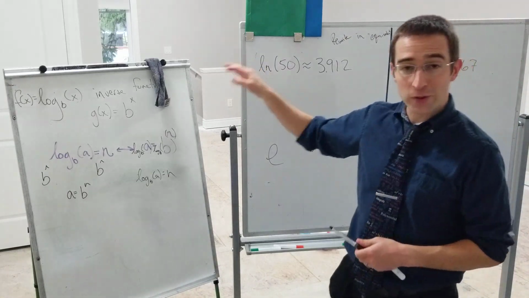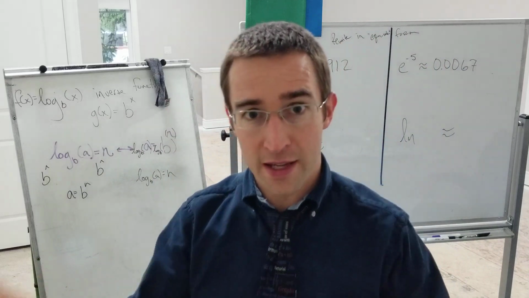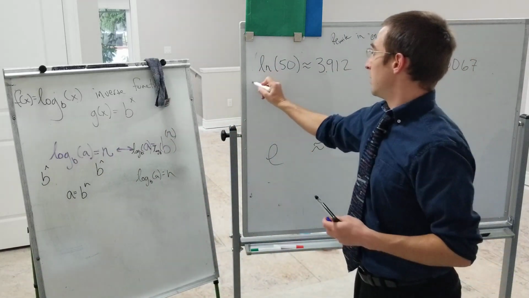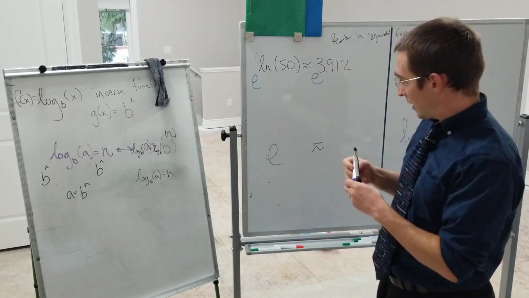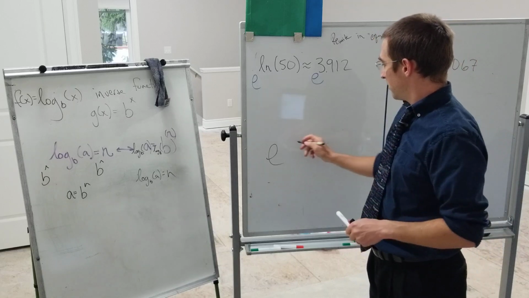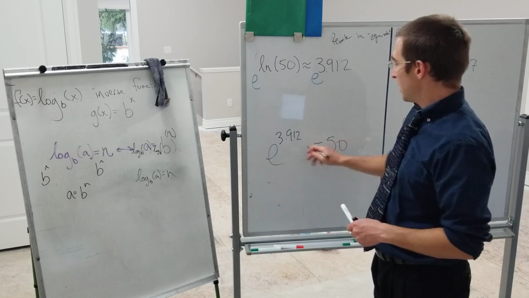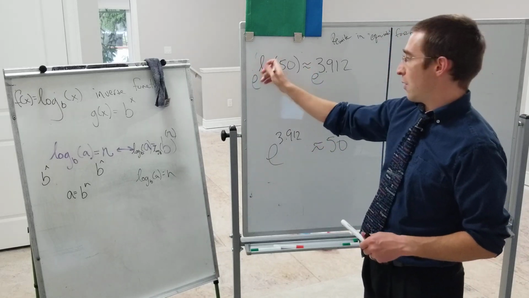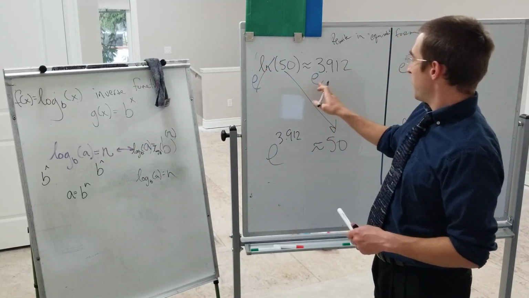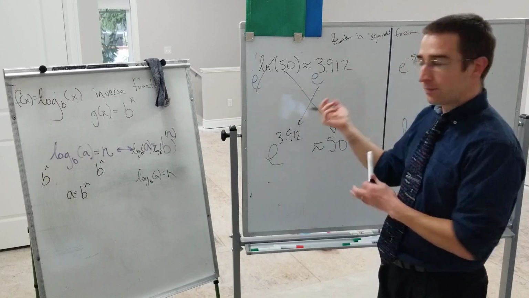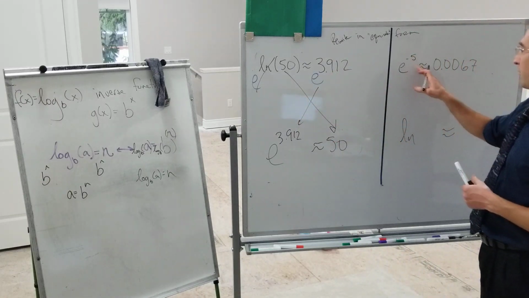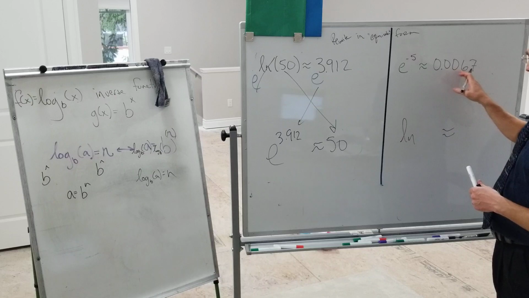Well, here the inverse of the natural log is e to the. So I'm going to go e to the both sides. So e to the 3.912 is about 50. Because e to the and natural log cancel out, we just get 50. Here, e to the negative 5 is about 0.0067.